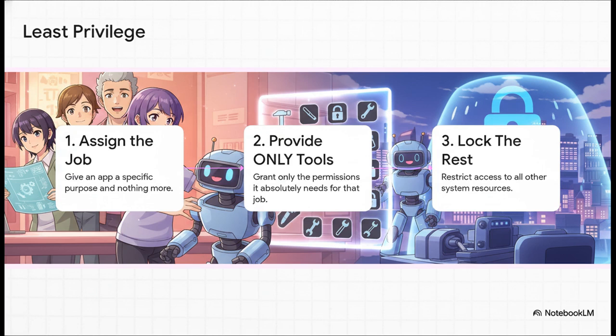Well, we use a really fundamental security idea called the principle of least privilege. And honestly, it's just common sense. You give an app a job to do, and you give it only the tools and permissions it absolutely needs to do that one job. And then you lock up the rest of the toolshed. That's it.